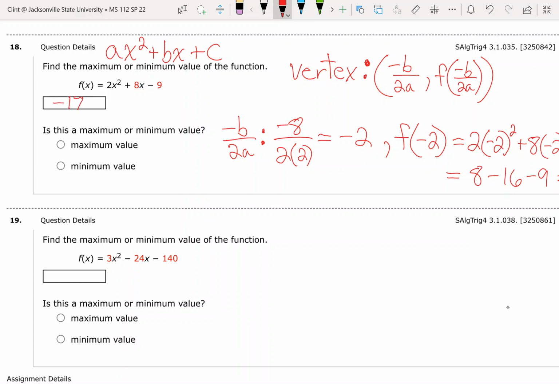Okay. And is that a minimum or a maximum? It opens up because a is positive, so it's a minimum. This tells us it opens up. Okay.